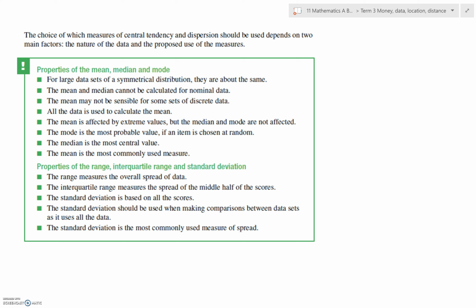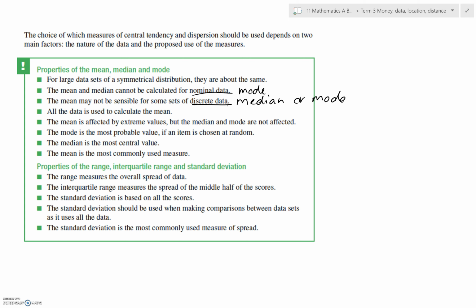The mean and median cannot be calculated for nominal data. Remember back what nominal data was? It doesn't have particular values necessarily. So you would be interested in how many times things occurred. So mode is the one that you would use there. Mode, nominal data, mode. The mean may not be a sensible measure for some sets of discrete data. Remember, discrete data can only take certain values. So when we're talking discrete data, you would likely use the median or the mode, not the mean. Again, it depends what you're working with as to what you use.